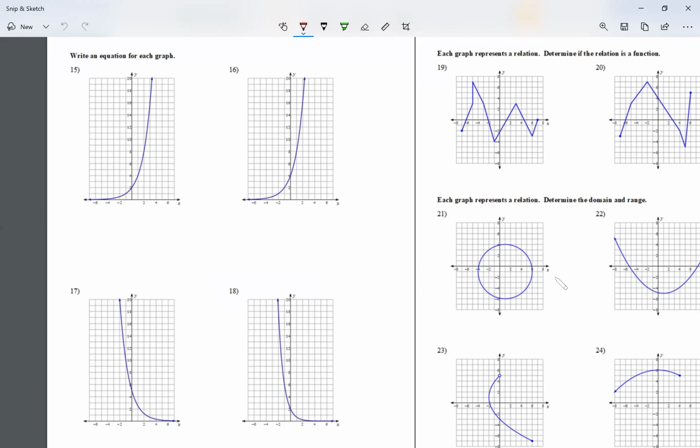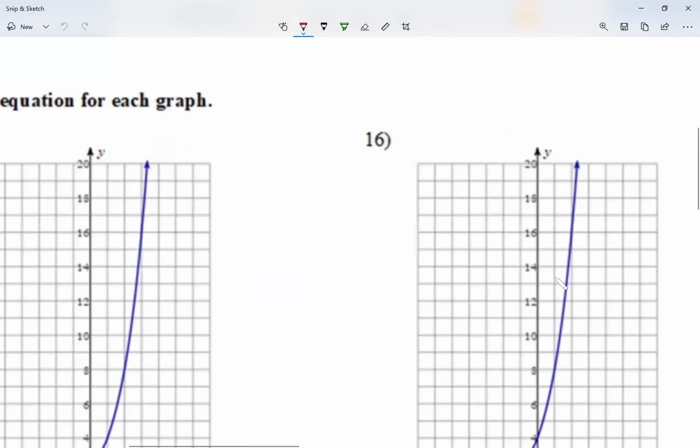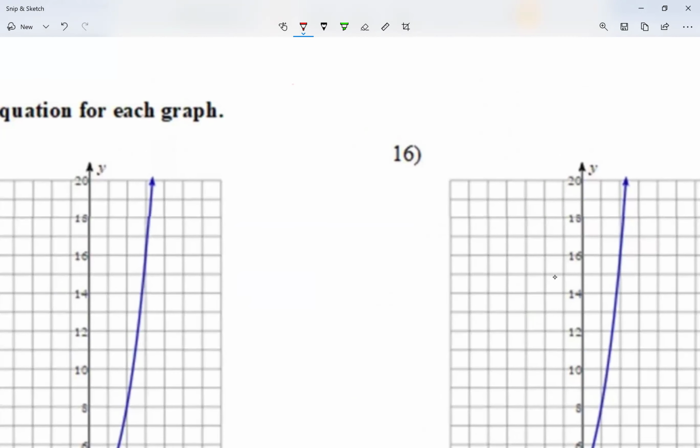Okay, so what does the equation look like? We talked about this last week. It looks something like y equals a times b to the x. A and b are going to be numbers. A is my initial value. We talk about initial value, remember? And b is my multiplier.